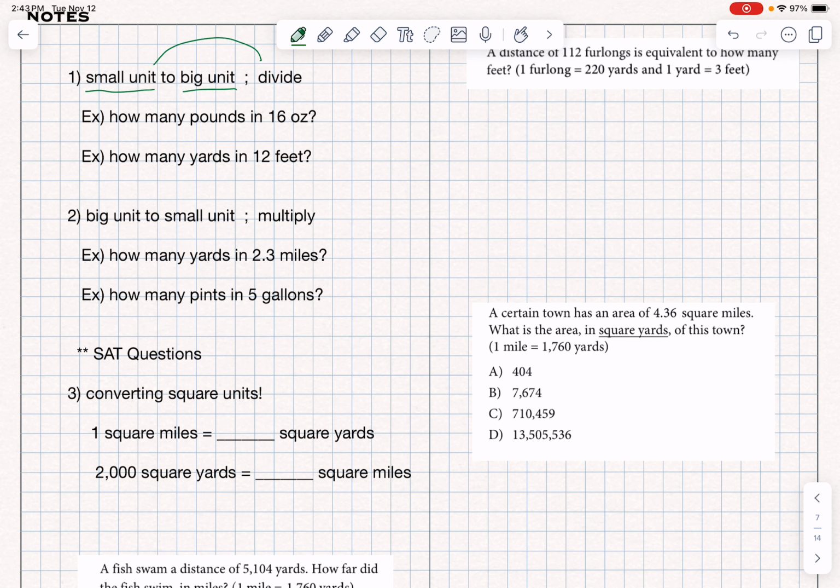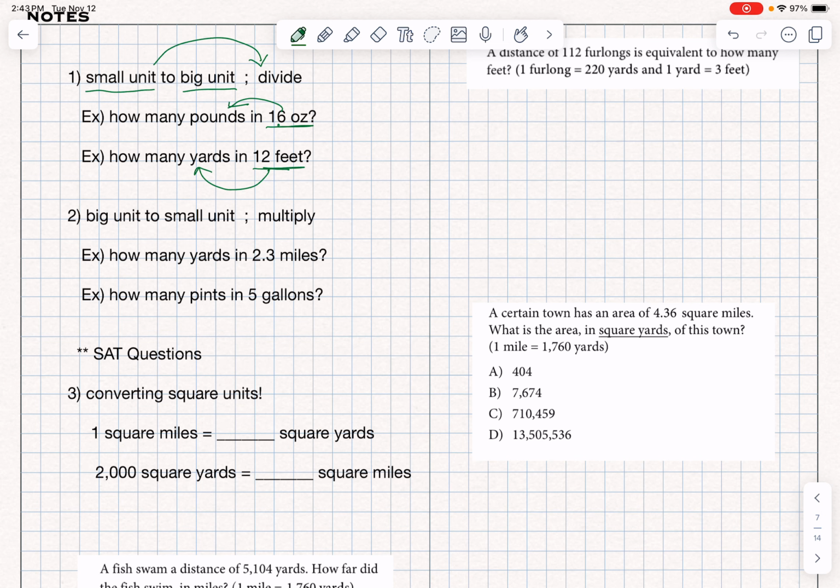We have to divide. For example, if you have 16 ounces and you want to convert to how many pounds, then you divide by how many ounces are in a pound. And then if you have feet and you want to change it to yards, then you can divide. 1 yard has 3 feet, so you can divide by 3.